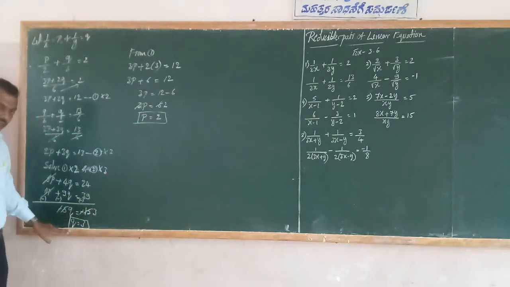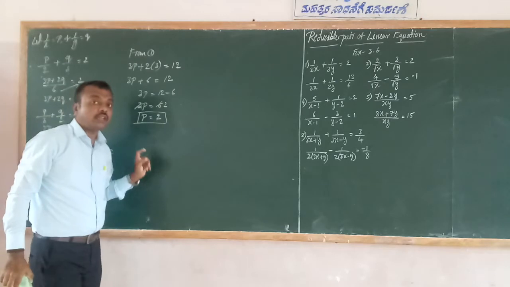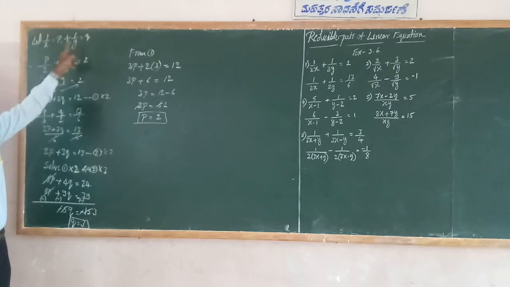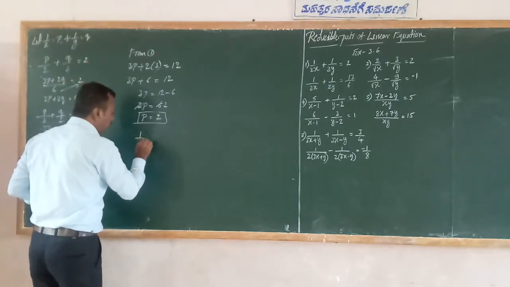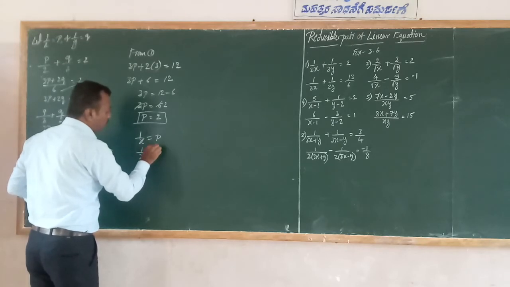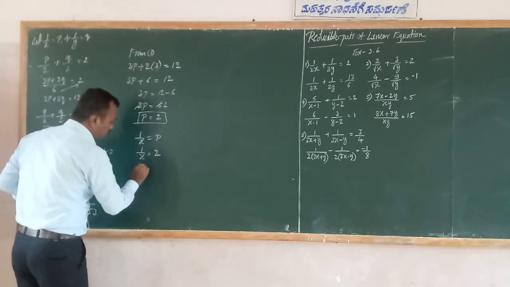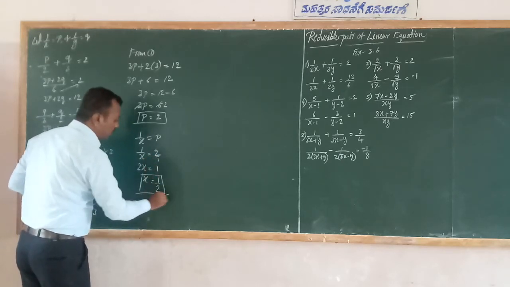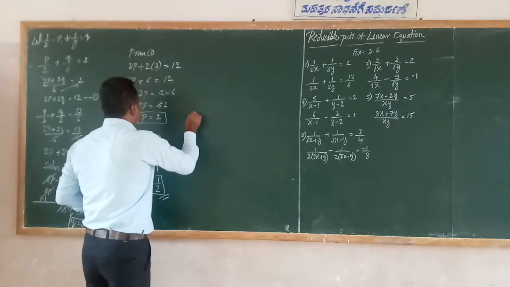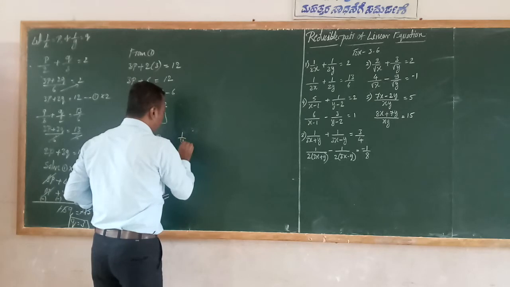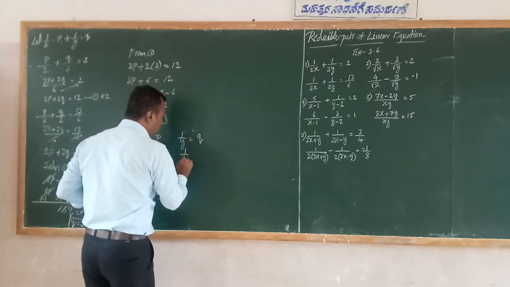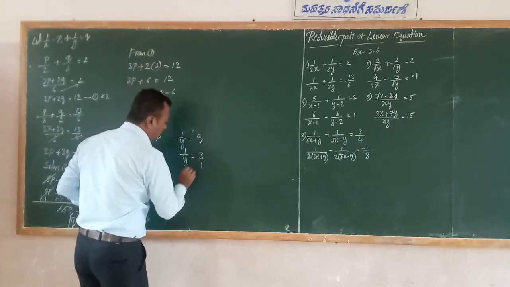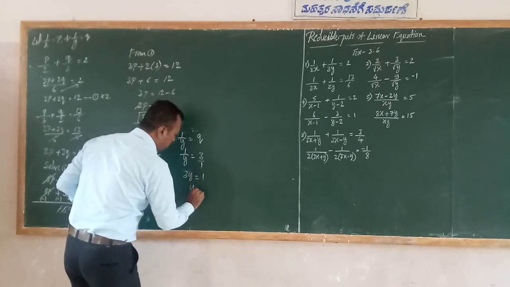Okay, see, the value of q is 3, the value of p is 2, but we have to calculate the x and y values. Now this p and q value you have to substitute in the given equations. Okay, see, 1 by x is equal to p, therefore 1 by x is equal to 2, so 2x is equal to 1, therefore x is equal to 1 by 2. You understood? x is equal to 1 by 2. Like that, 1 by y is equal to q, therefore 1 by y is equal to 3, so 3y is equal to 1, therefore y is equal to 1 by 3.